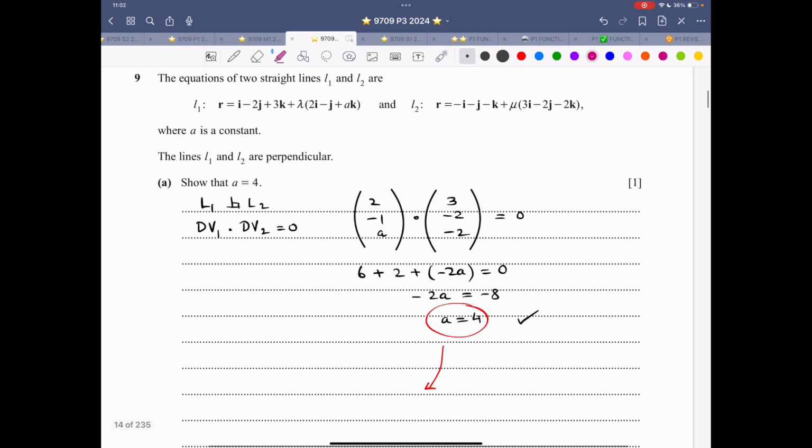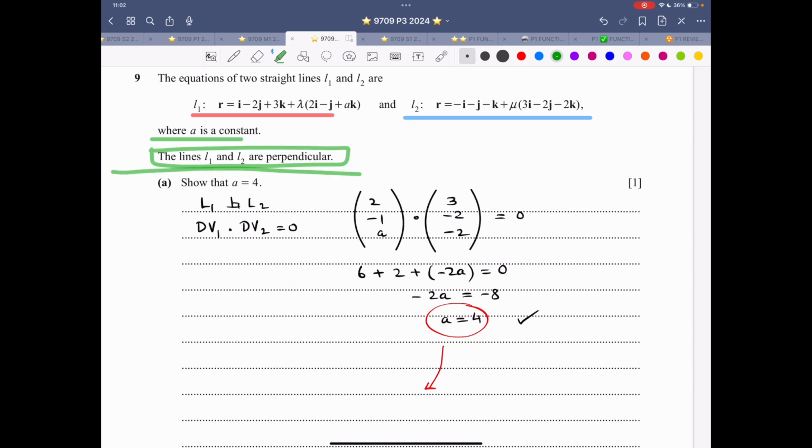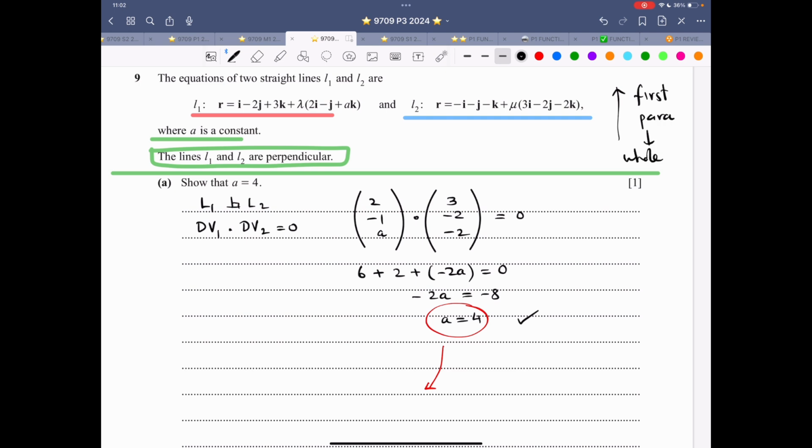The last question of this paper is this one. The equations of two straight lines are such and such. That is line 1, that is line 2, where a is a constant. And then it says the lines are perpendicular. Now keep in mind, this is like the first paragraph. So this first para is applicable for the whole question: that the lines are perpendicular, the equations are such and such, a is a constant. This is true for everything.